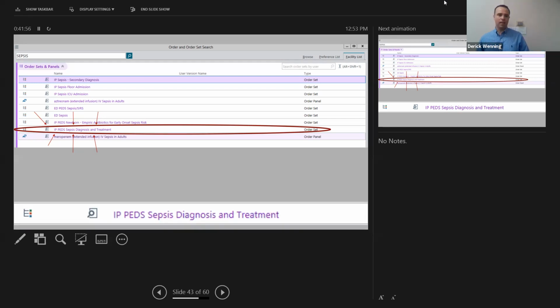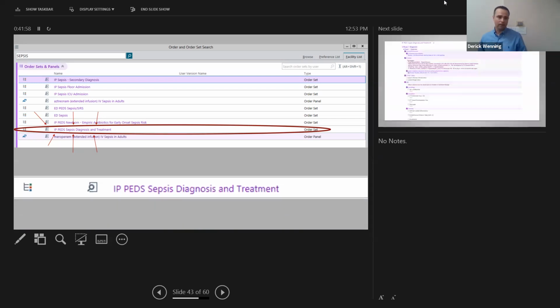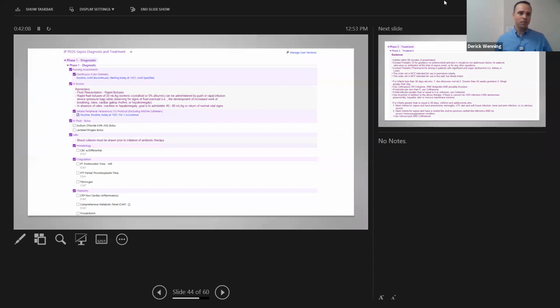So for the people in the back that can't read what that says, it says IPP sepsis diagnosis treatment bundle. Please use the bundle, people. Two things: use the bundle, and huddle with your patients and communicate. Communication is key. I know this is kind of small, but basically here it is.